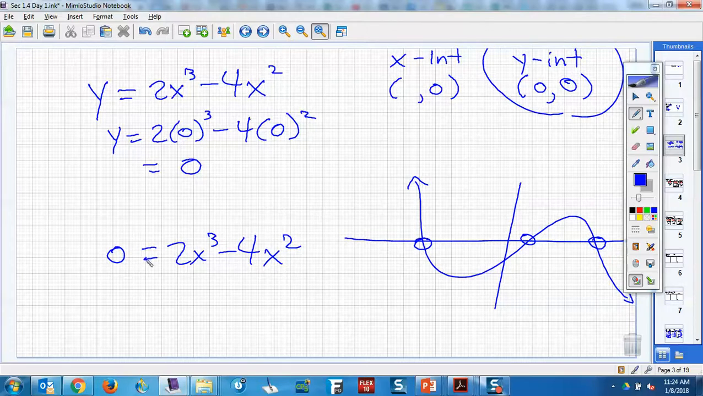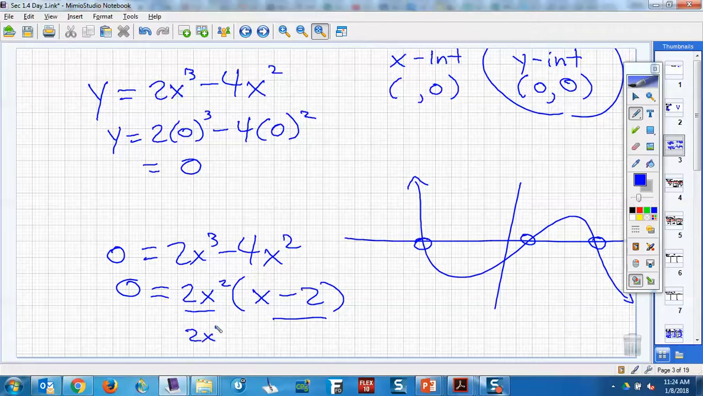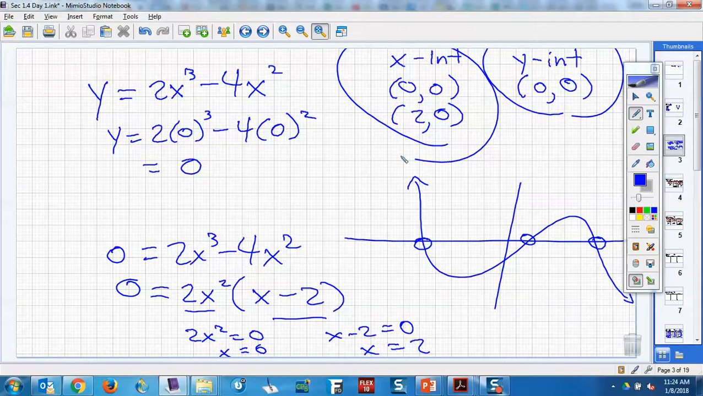It's where the equation equals 0, so it's just a matter of solving the equation. So what you do is you just factor out 2x squared, leaving you an x minus 2. So either that or that is 0. 2x squared equals 0 would be when x is 0, and x minus 2 equals 0 would be when x is 2. So it's just solving the equation. So we have 0, 0, which we already knew, and then we have 2, 0. So there's our x-intercepts. Does that make sense? Which part, Jack? You still look, I got it. Got it? Okay.